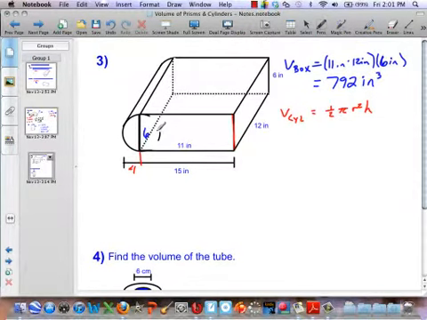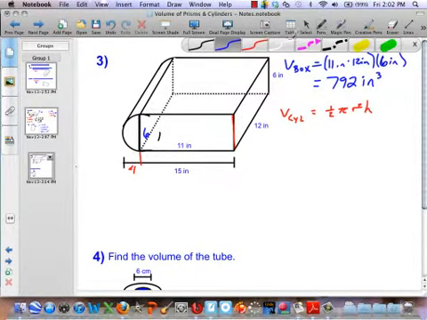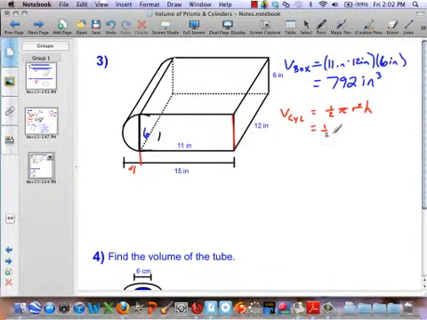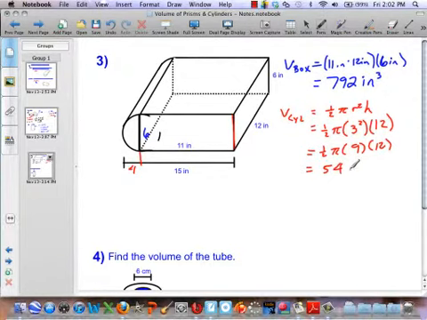Okay? What is the height of the cylinder? 12 inches. Alright, so the height of the cylinder is 12 inches. So that's one half pi. What is our radius? 3 squared times 12. So one half of pi times 9 times 12. It's 54 pi.